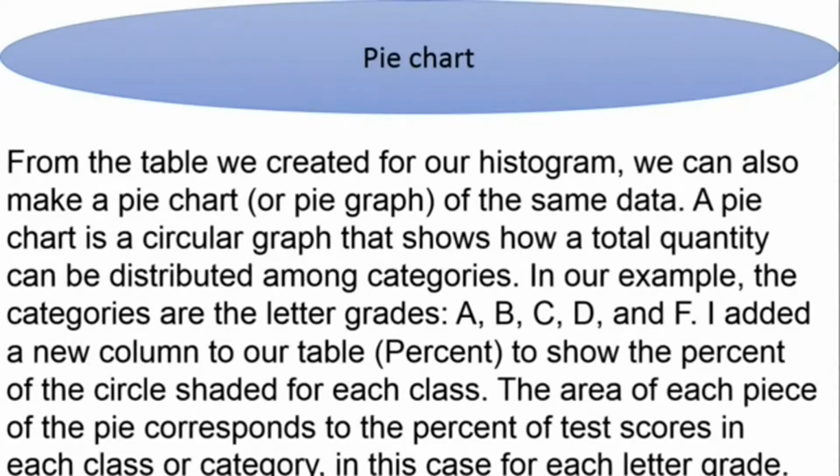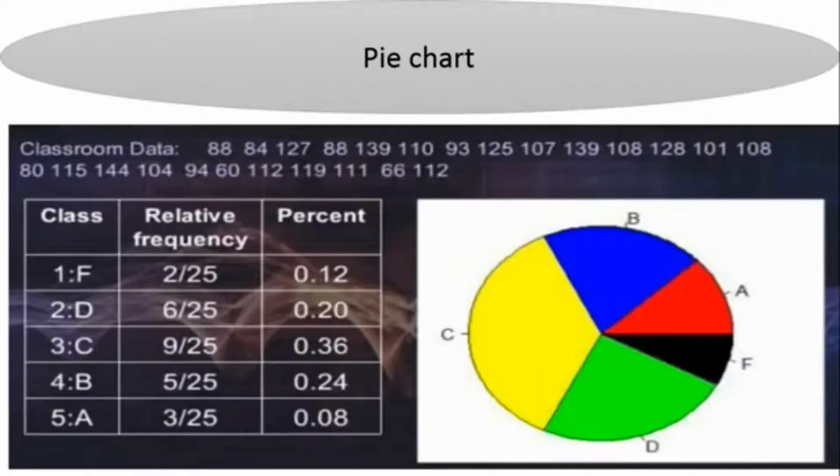We added a new column to our table to show the percent of the circle shared by each class. The area of each piece of the pie corresponds to the percent of test scores in each class or category, and in this case for each letter grade. So you can see the representation of a pie chart.